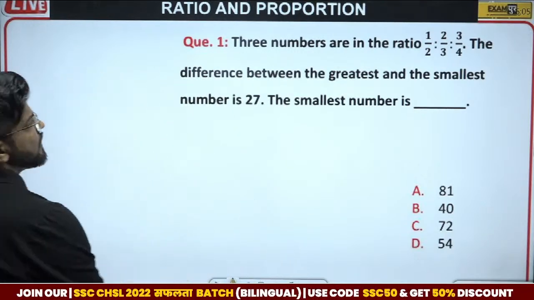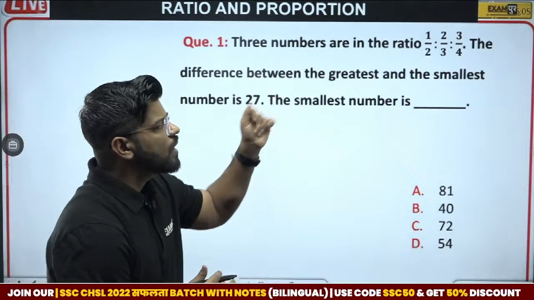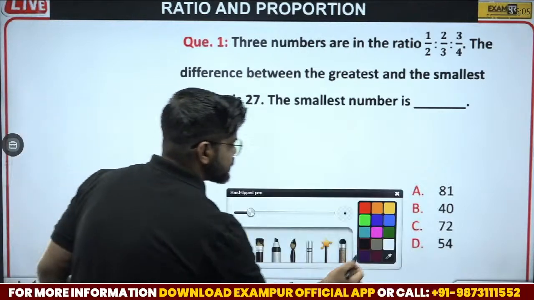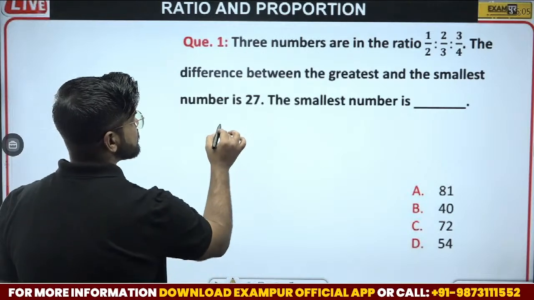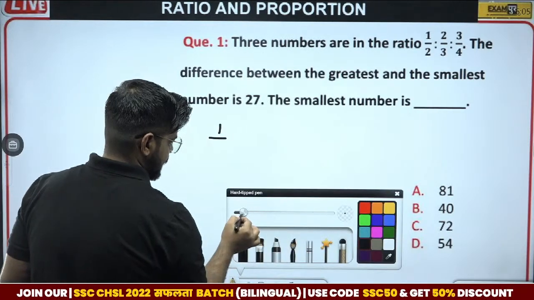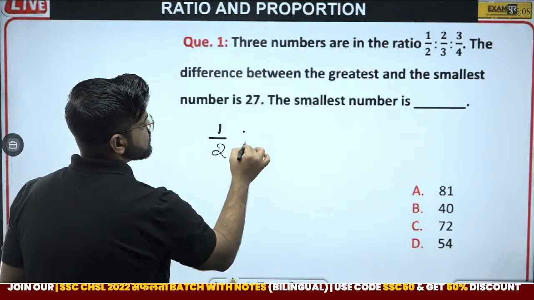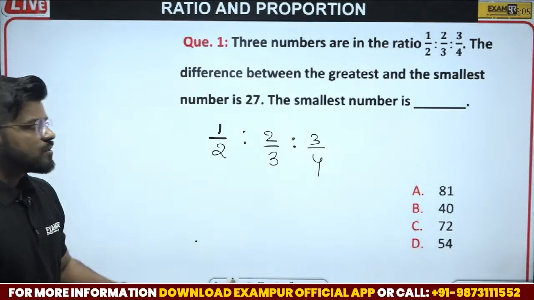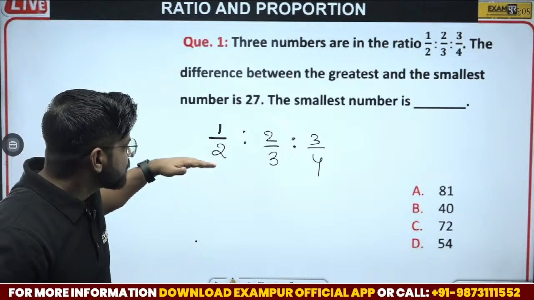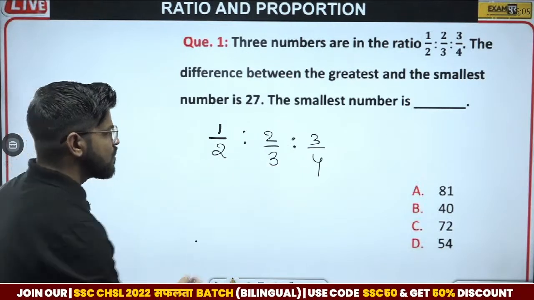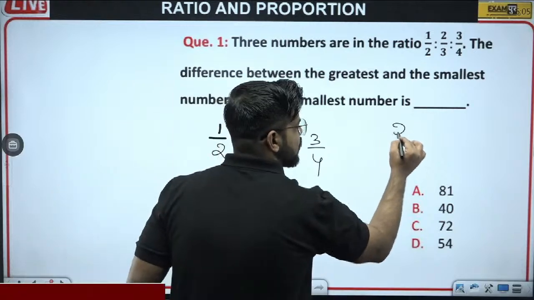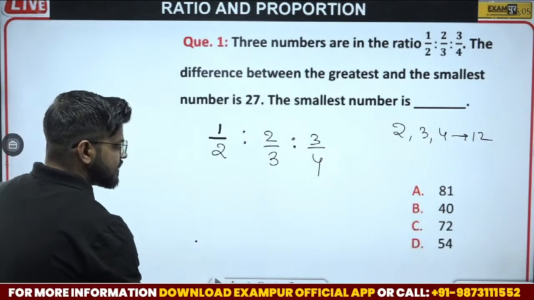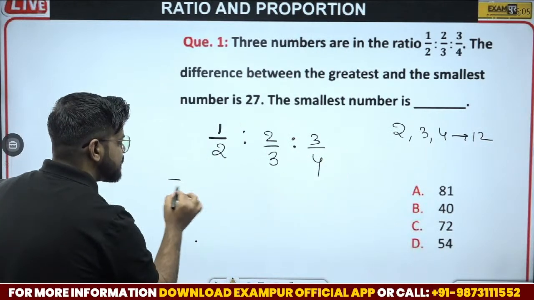What is the question? Three numbers are in the ratio 1/2, 2/3 and 3/4. So how do we write them? 1/2 ratio 2/3 ratio 3/4. In this case, what we have to do? We have to take the LCM of the denominators. What is the LCM of 2, 3 and 4? It is 12. Now we have to multiply 12 to each and every one.